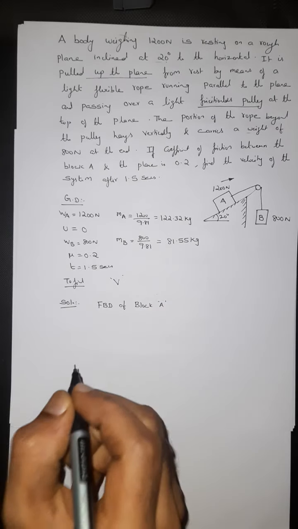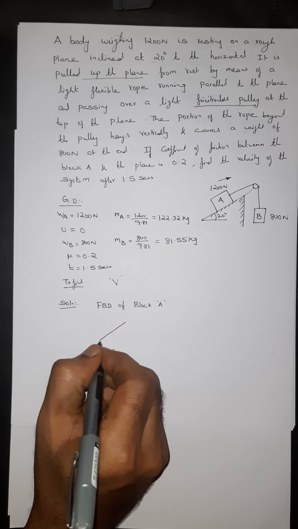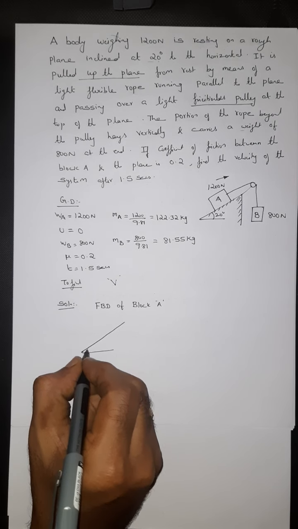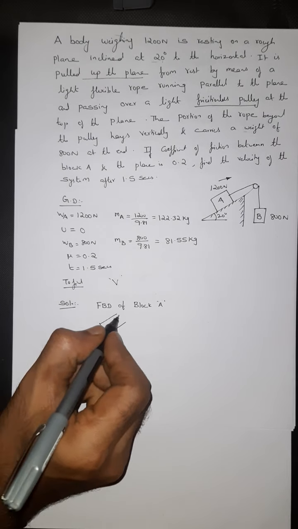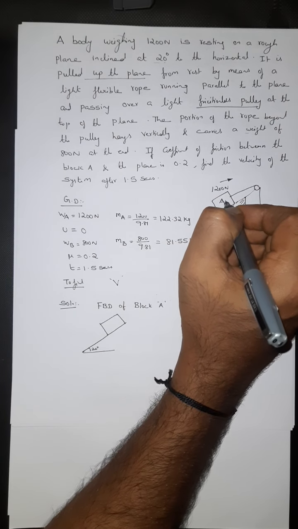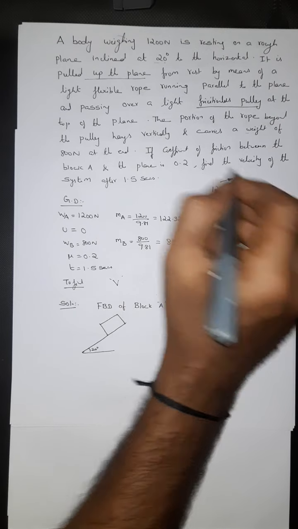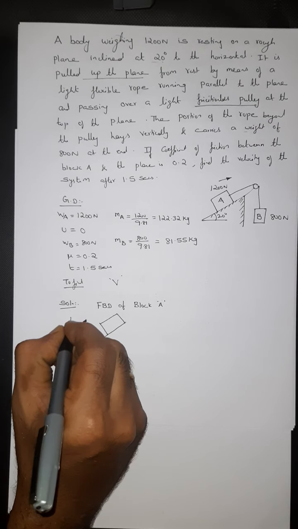block A. Block A is inclined, isn't it? So it is inclined at an angle of 20 degrees. The block is somewhere here, and this block is pulled by means of a rope up the plane. So the motion would be up. This is the motion.